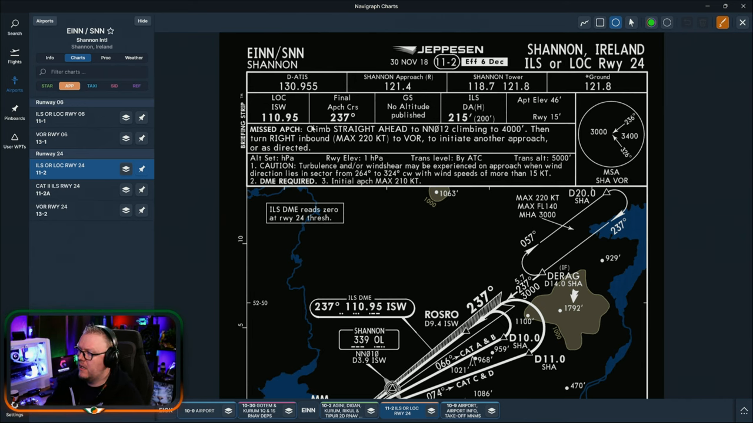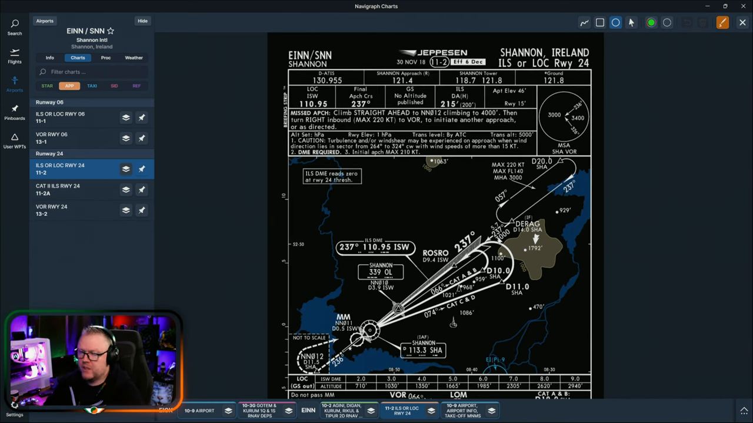Not for tonight. All we want to do tonight is make sure that we can capture the localizer for runway 24 on the ILS. How do we do that? Depending on your aircraft, you need to tune in your nav radio system, not your comm. Your comms are your communication. Your navs are for navigation.